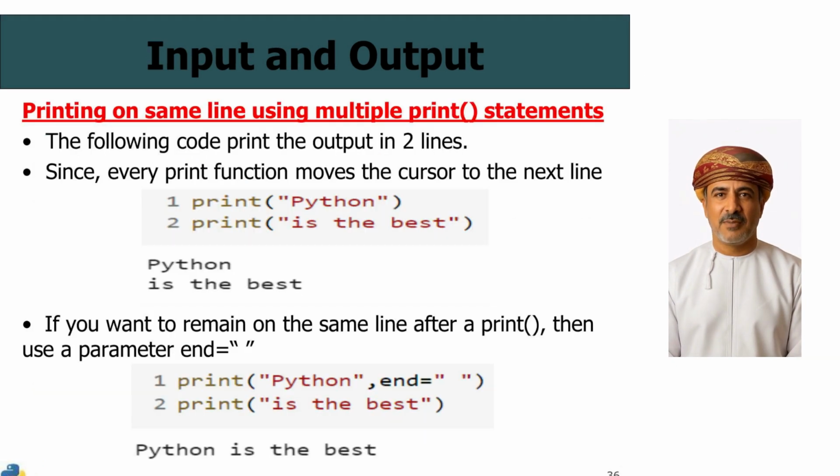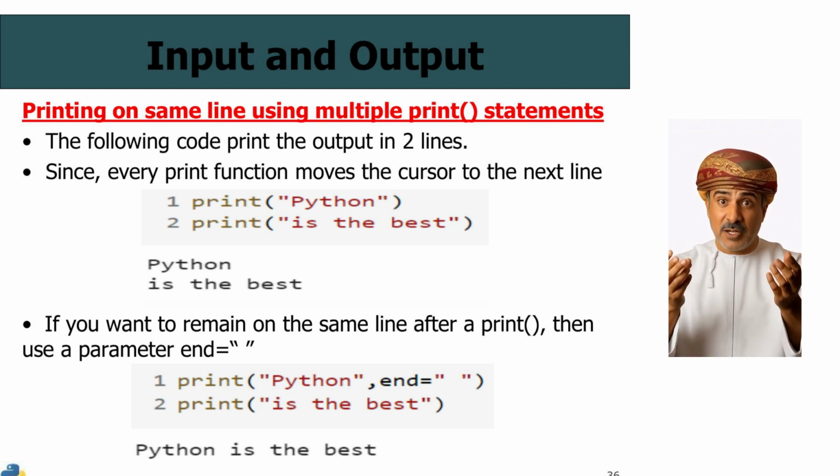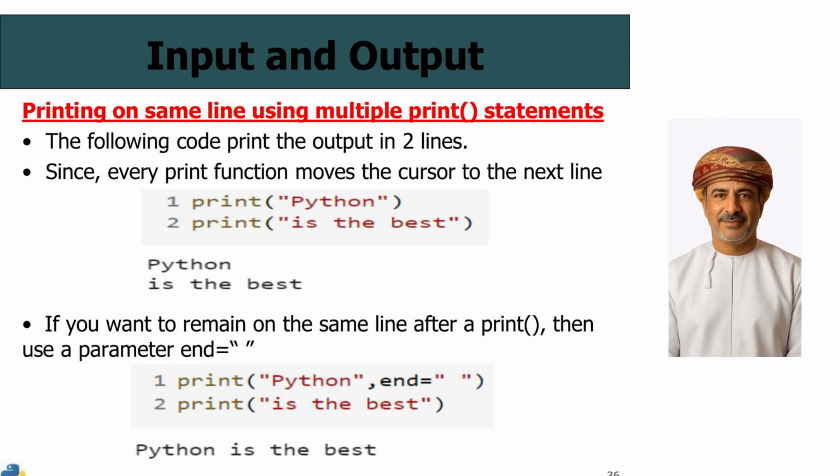Print on the same line using multiple print statements. Use the end parameter. By default, print moves the cursor to the next line. To prevent this, set end equals space in the print function. This keeps the output on the same line, enhancing readability and formatting.